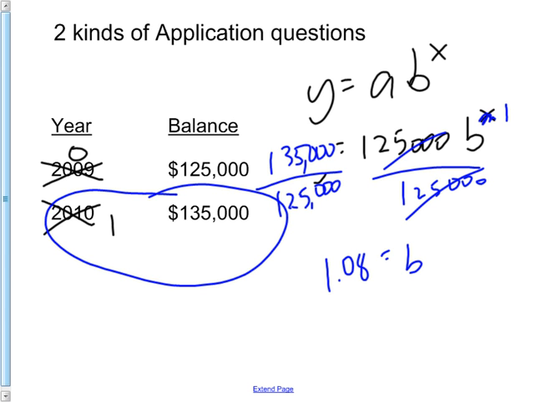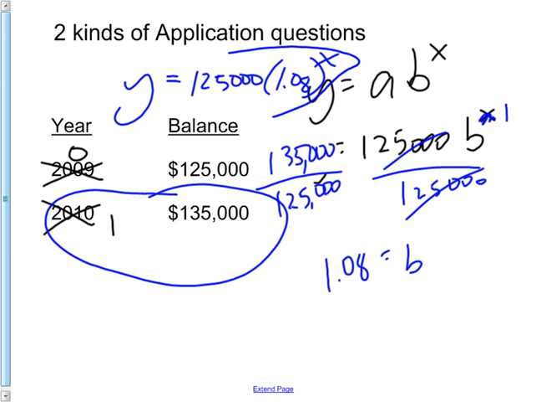It increased. At what rate? 8%. So I could rewrite this equation for him and say, this is an exponential equation that models your investment portfolio. 125,000, and then the B would be 1.08 to the x. And it's exponential because there's an x in the exponent. Do you get that?